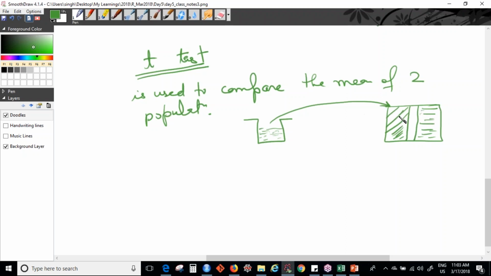So you are trying to compare the mean of two populations. This is your population 1, this is your other population. You want to compare whether this fertilizer helped you in increasing the yield or not. So you can do that using a t-test. So a t-test is used to compare the average of two populations. So how do we do this?